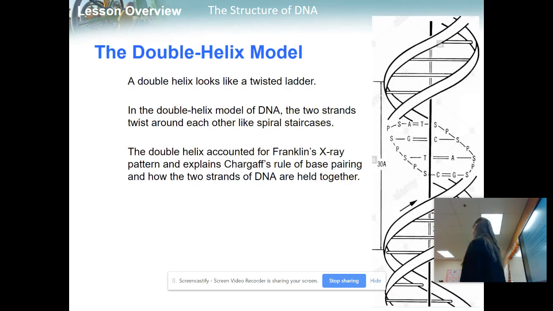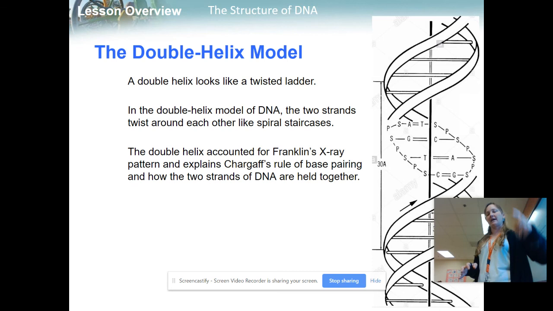All right, so again, it looks like this twisted ladder. It's a double helix. It's almost like a spiral staircase, you know, those pretty staircases that you walk up. And the two strands of DNA are held together by these base pairs in the middle, A to T, G to C.